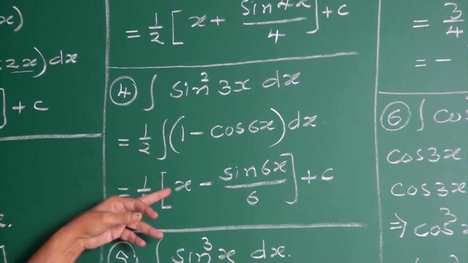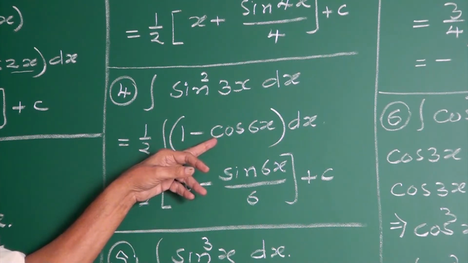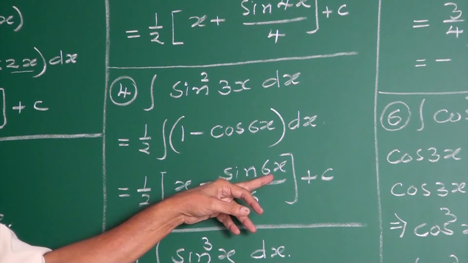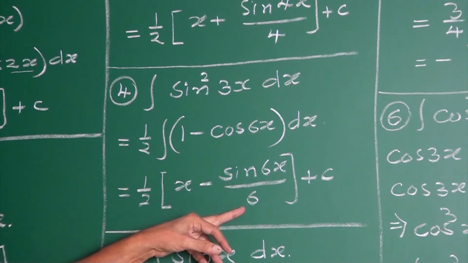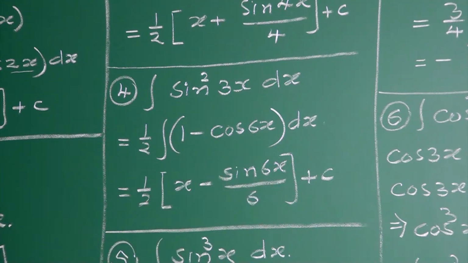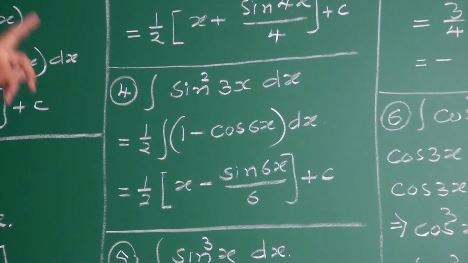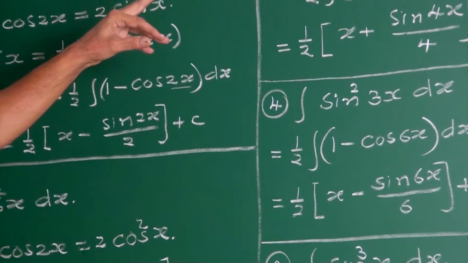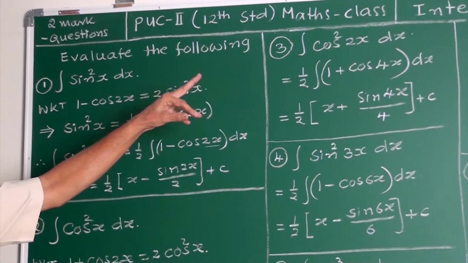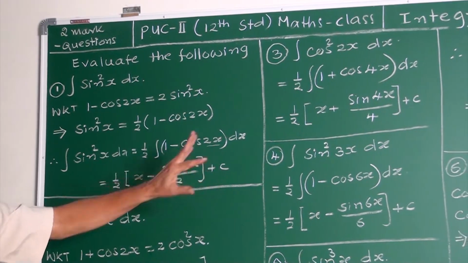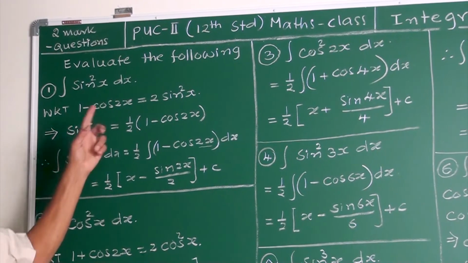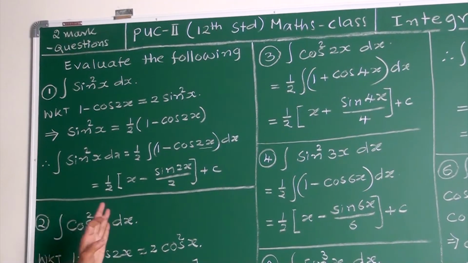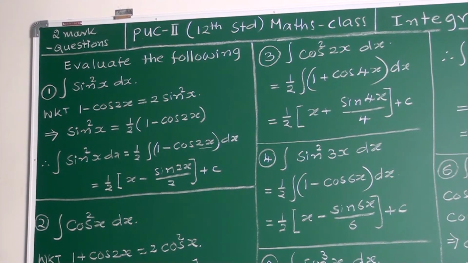Integral of 1 by 2 into x minus sine 6x, when the angle is other than x, divided by the coefficient, plus c. These are connected, my friends. Sine square and cos square I have done, where the angle is other than x. One sample in case of cos square, another sample in case of sine square. All these are very good examples under 2-mark questions, my friends.